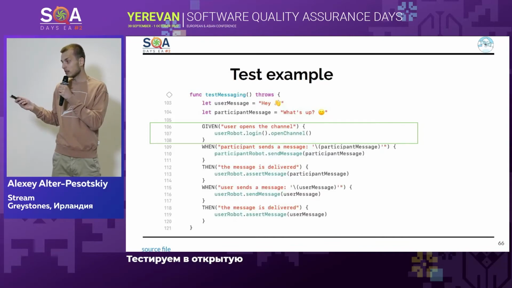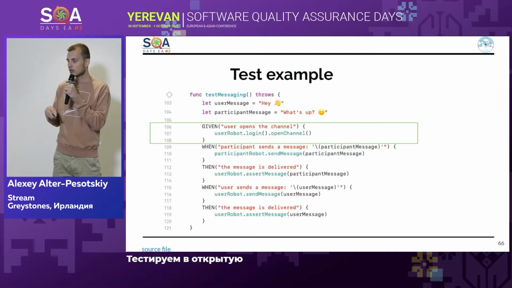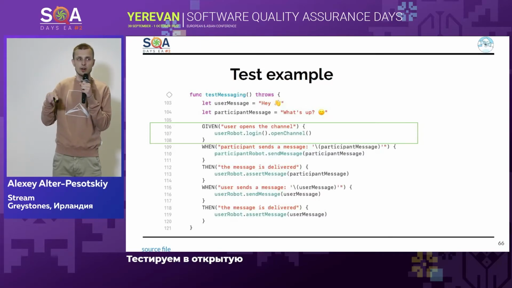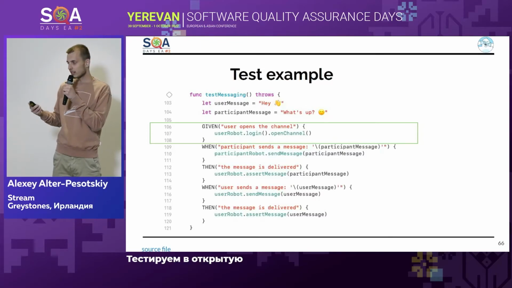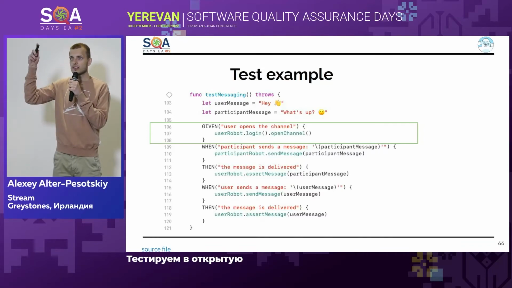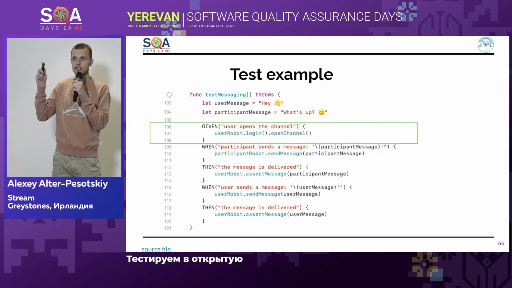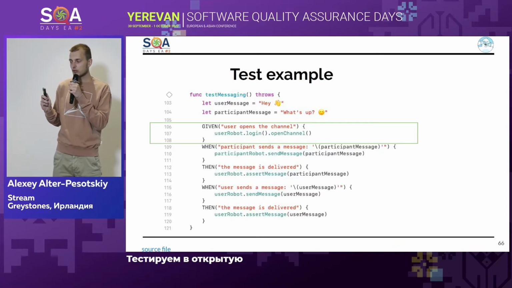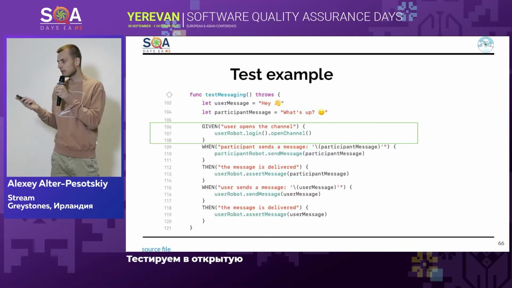So the first step is that user opens the channel. So for us, it's user robot. It executes method login. For us, it just clicks the start button and it initializes the chat. And then it opens the channel. We have the list of the channels, and it clicks on the channel with provided index. Right now it's default one, and default one is 0. So it clicks on the first channel.